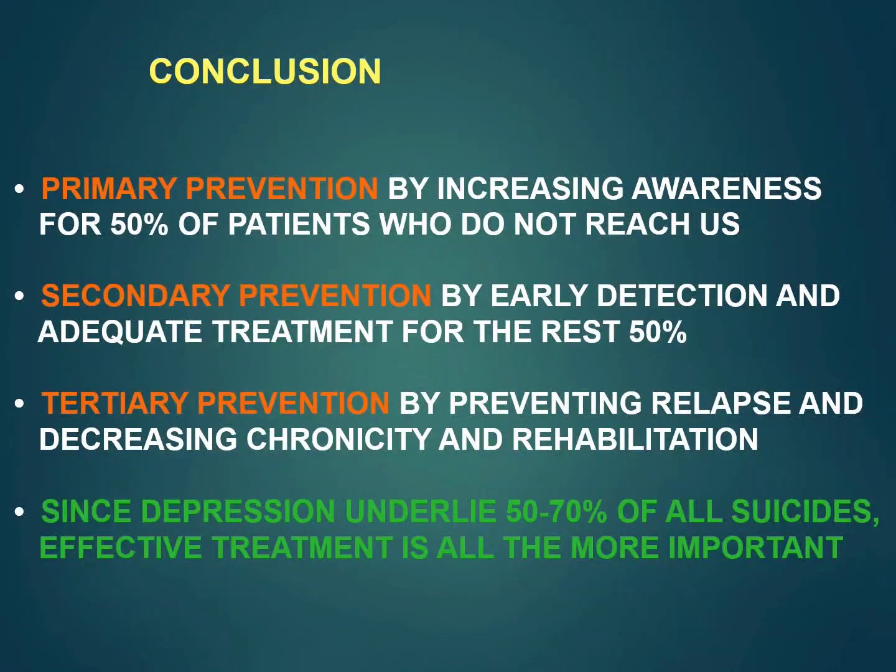Primary prevention, secondary prevention, tertiary prevention: primary by increasing awareness for the 50% of patients who do not reach us, early detection and adequate treatment in secondary prevention, and tertiary by preventing relapse, decreasing chronicity, and rehabilitation.